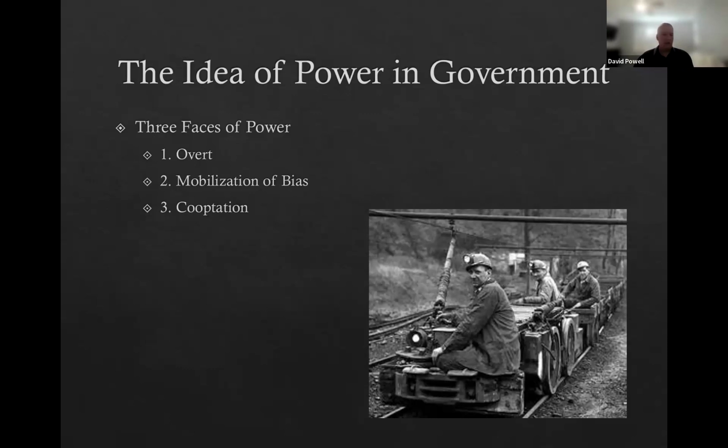I like to talk about John Gaventa in all of these classes because I think he does a really nice job of telling us that power is not monolithic. There's just not one type or one definition of power. Instead, according to Gaventa, there are what he calls three faces or three different types of power. There's overt power, the first face of power. Then there's a second face or type of power called mobilization of bias. And then there's a third face or type of power called co-optation.